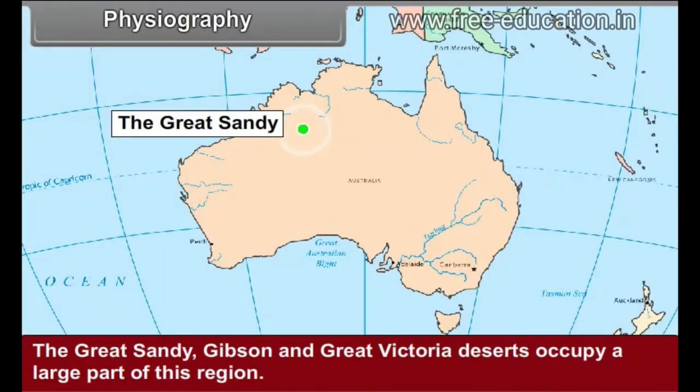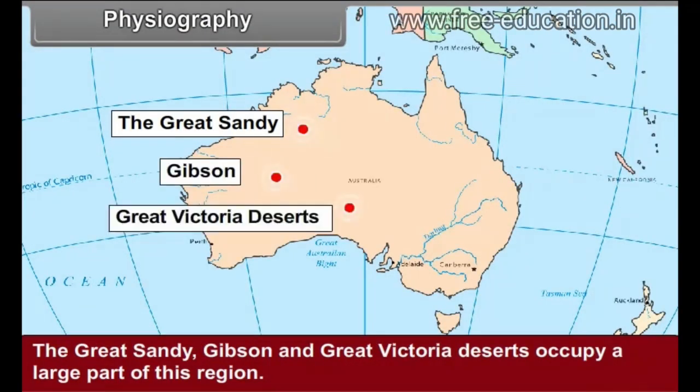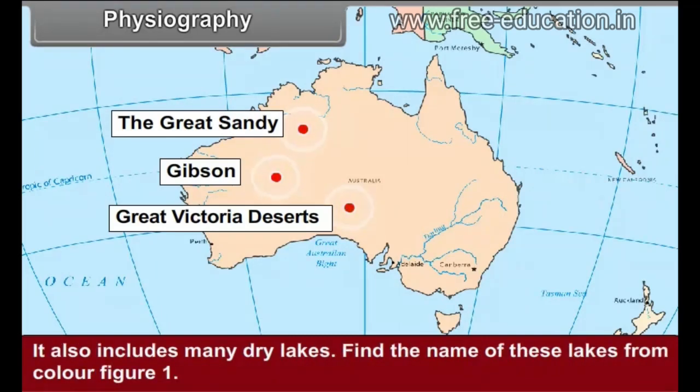The Great Sandy, Gibson and Great Victoria deserts occupy a large part of this region. It also includes many dry lakes. Find the name of these lakes from Color Figure 1.